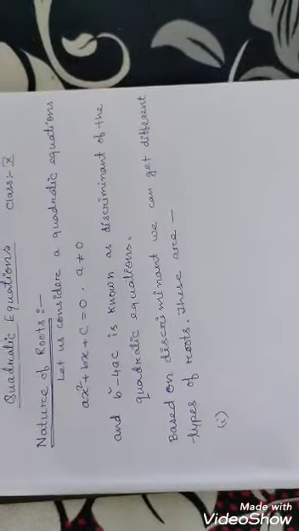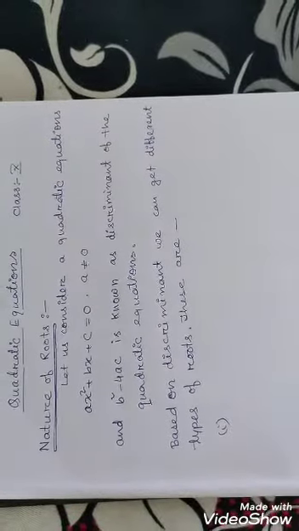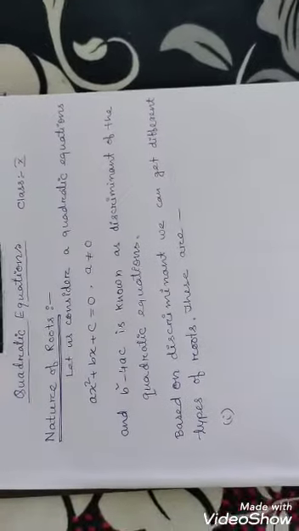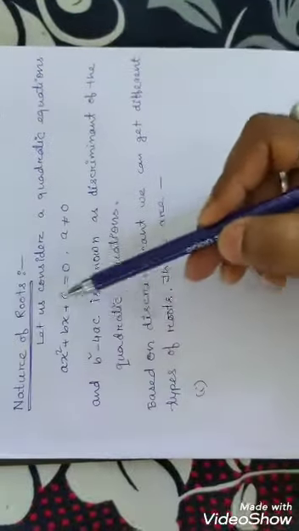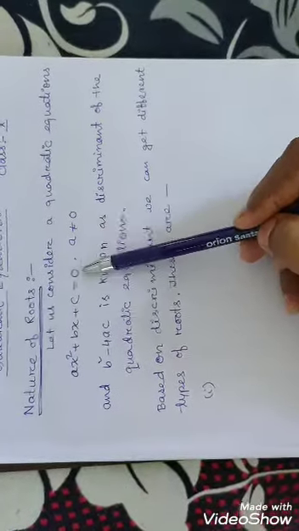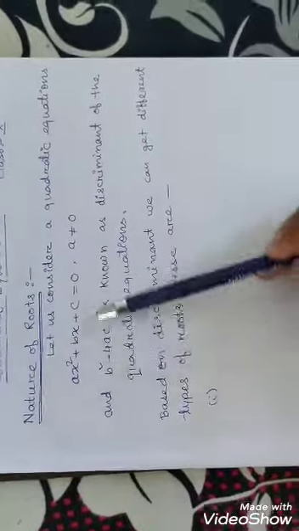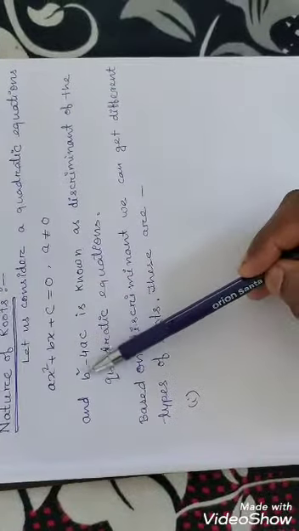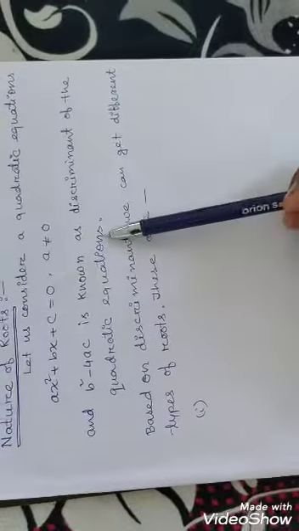So now we'll discuss the nature of roots. What are the different types of roots in a quadratic equation? So for that, I continue my topic. Nature of roots. I consider a quadratic equation, ax square plus bx plus c equal to 0, where a is not equal to 0. This is the standard form of a quadratic equation. So here b square minus 4ac is known as the discriminant of the quadratic equation.